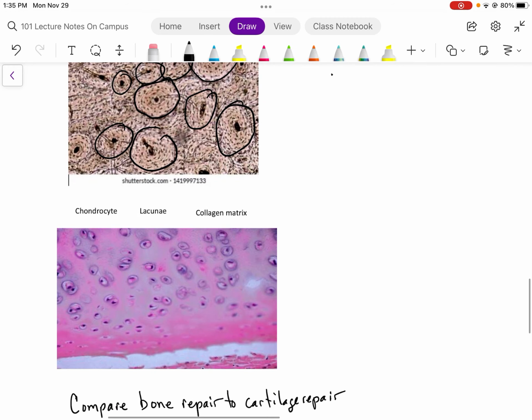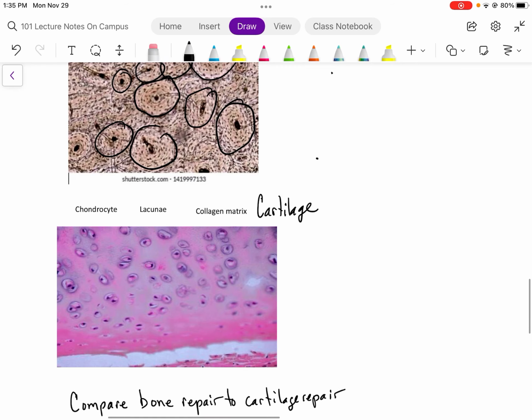So when we look at cartilage, that's the next image that we have here. This is the cartilage picture. This tissue is a little different than the bone. It also has lacunae, and in this case, the lacunae are these spaces that hold cells inside.